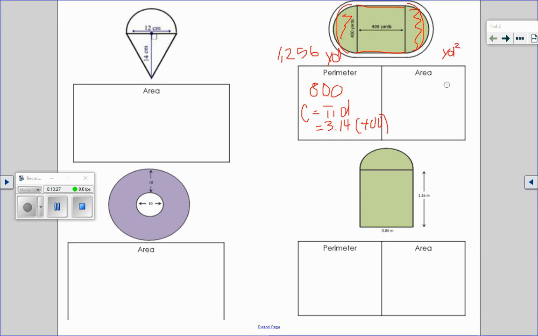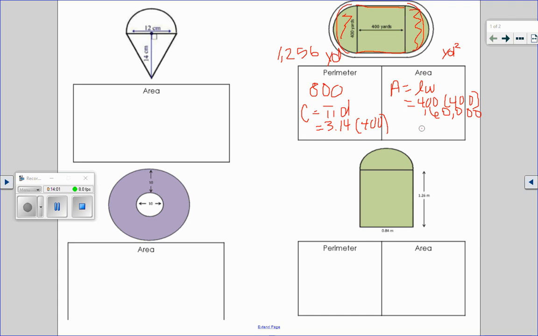All right, for area, I have two shapes. I have a square, but I'm still going to use length times width because I don't want to confuse myself when I have a rectangle versus a square. So area equals length times width. And I know it's going to be 400 times 400. So 400 squared is 160,000. It is harder writing with this pen than you would think.